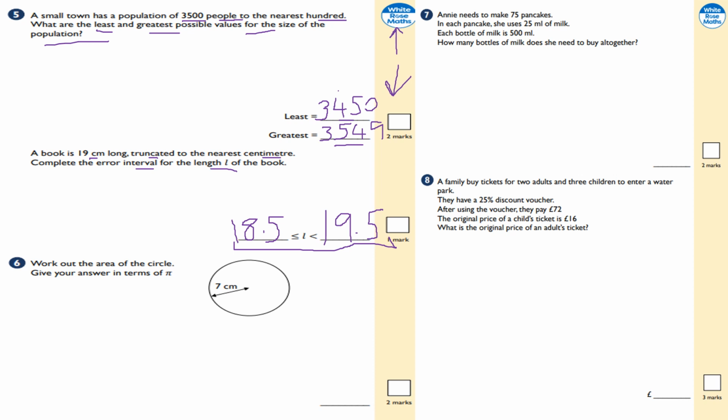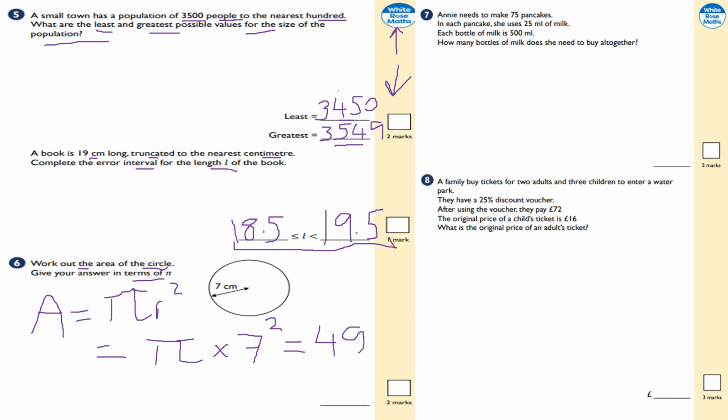Okay. Question number 6, work out the area of the circle. Give your answer in terms of pi. Well, the formula for the area of the circle is pi r squared. So pi multiplied by the radius squared. The radius here is 7. So I'm going to have 7 squared times pi. Well, 7 squared is 49. 7 squared means 7 times 7, 7 sevens are 49. Times that by pi, and I get the answer of 49 pi.